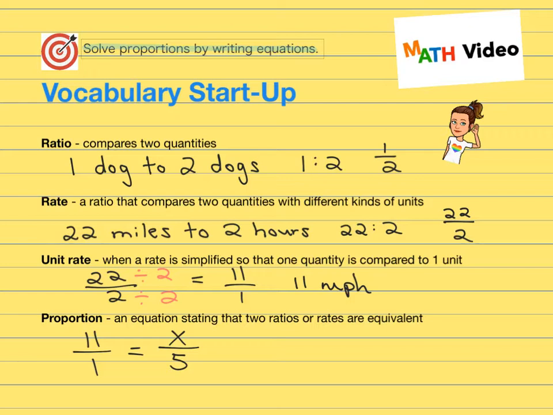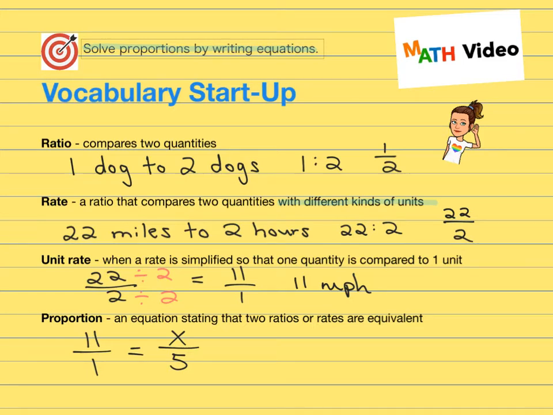Now, a rate is also a ratio because it compares two quantities. However, it's comparing different kinds of units. Let's say that someone can ride their bike 22 miles in 2 hours. We can write that rate with a colon between the numbers. We can also write the rate as a fraction, 22 over 2.